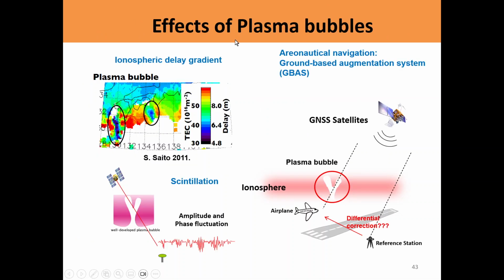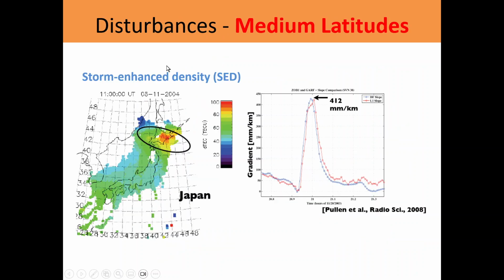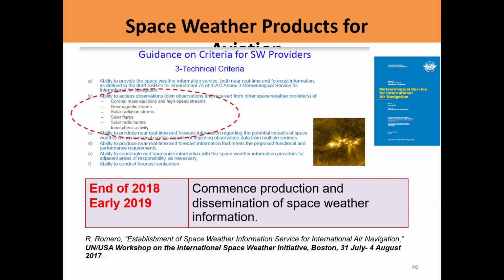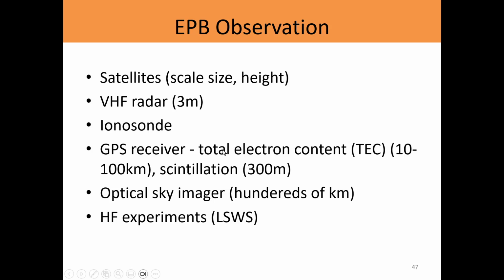By the way, the equatorial plasma bubbles seem to occur more at the equator areas, but for the medium latitude, they have some disturbance as well, but they call it storm enhanced density. And this is not seasonal, not like EPB. Let me see what else. I don't want to go through application that much, but I will go through observation.